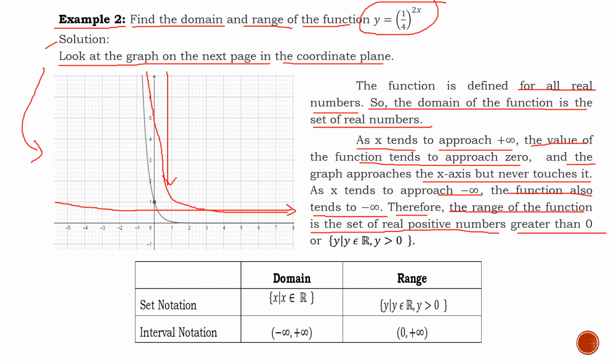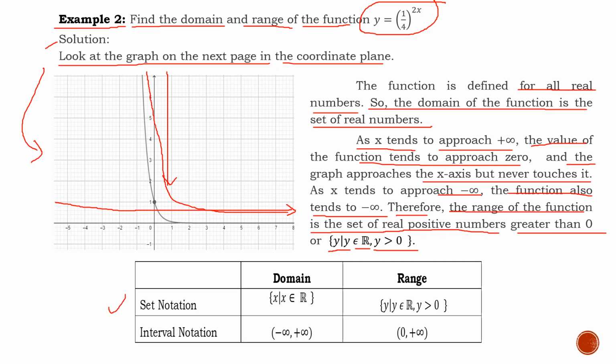So there is no negative value for your range, I mean, your y values. So for your notation, y such that y is an element of all real numbers, with the given condition that y is greater than 0. So it will fall from 0, in between 0 and positive infinity.